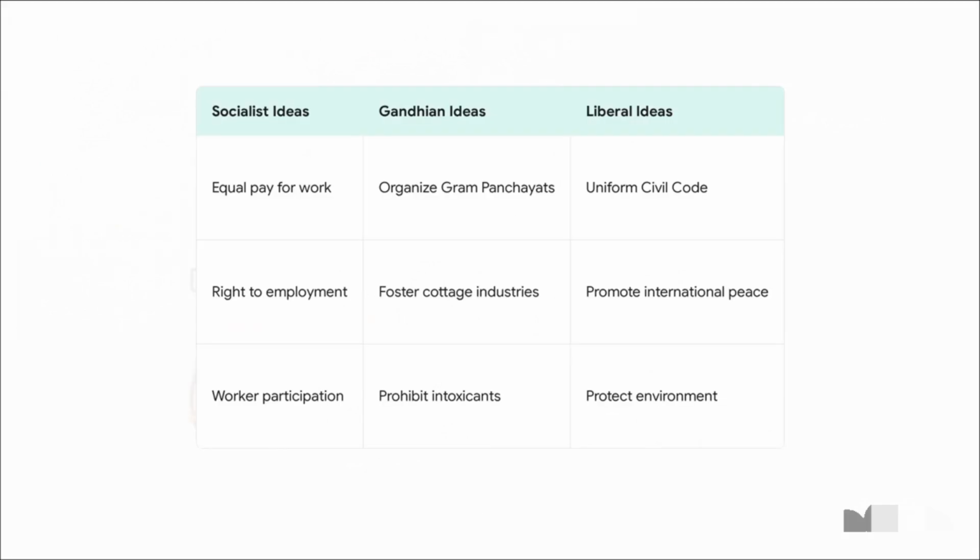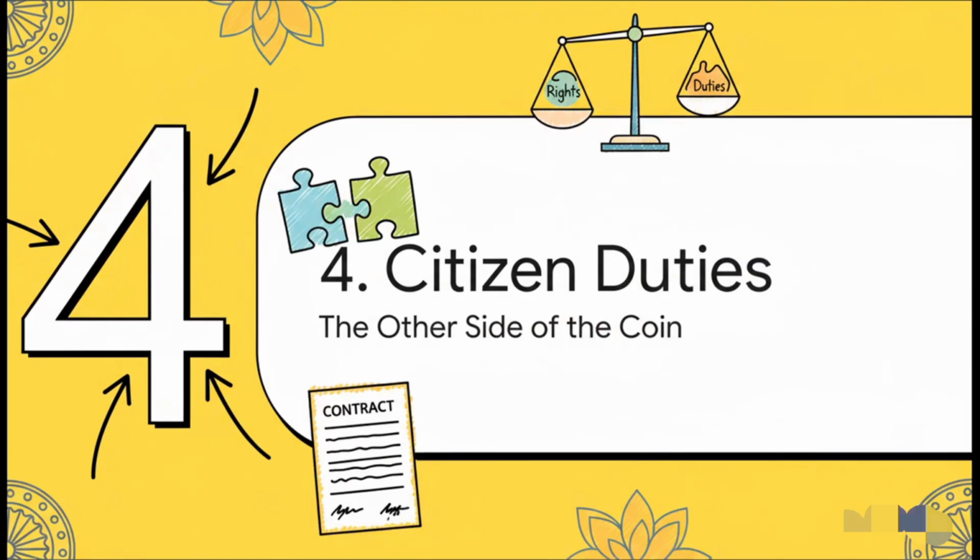And this to-do list is incredibly wide-ranging. It pulls from all sorts of philosophies. You have socialist ideas like equal pay for equal work, Gandhian ideas like empowering village governments, and liberal ideas like protecting the environment. These principles really paint a picture of the kind of nation the Constitution wants to build over time. All right, we've covered what the state guarantees you and what it aims to do for you.